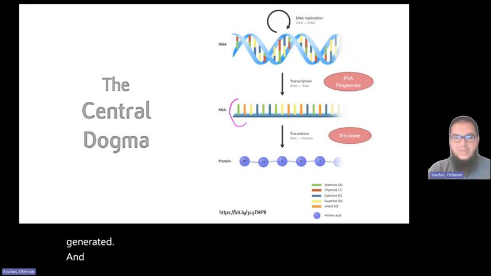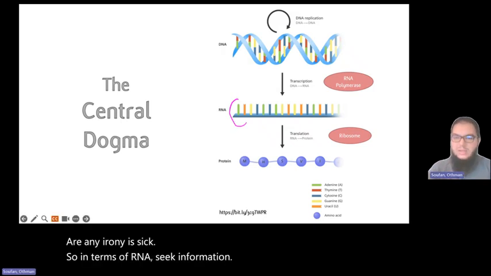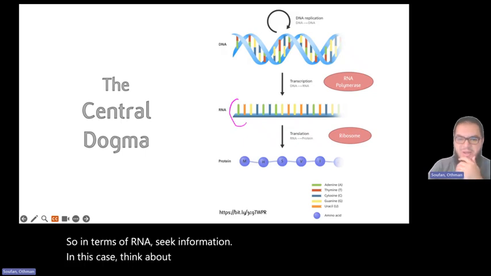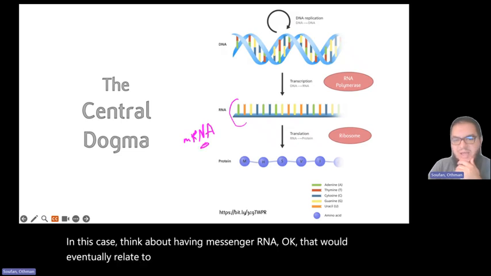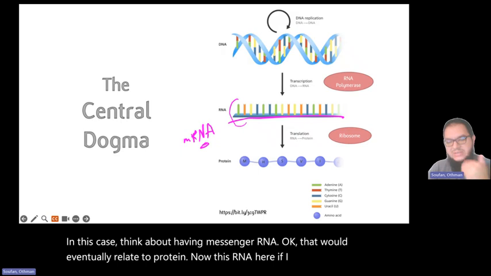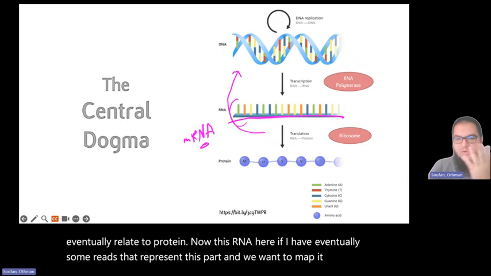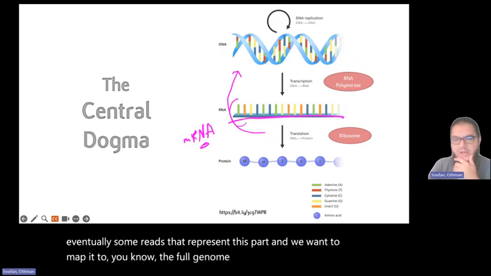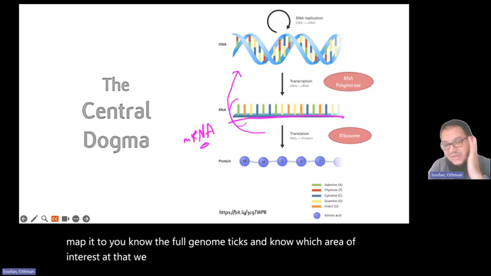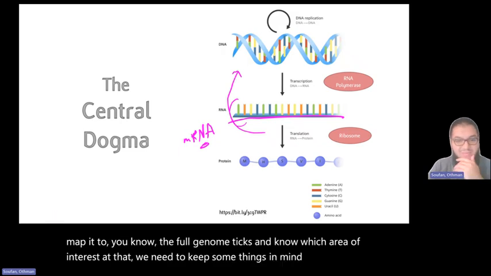in terms of RNA-seq information, think about having messenger RNA that would eventually relate to a protein. Now, if I have some reads that represent this part, and we want to map them to the full genome text and know which area of interest that is, we need to keep some things in mind.